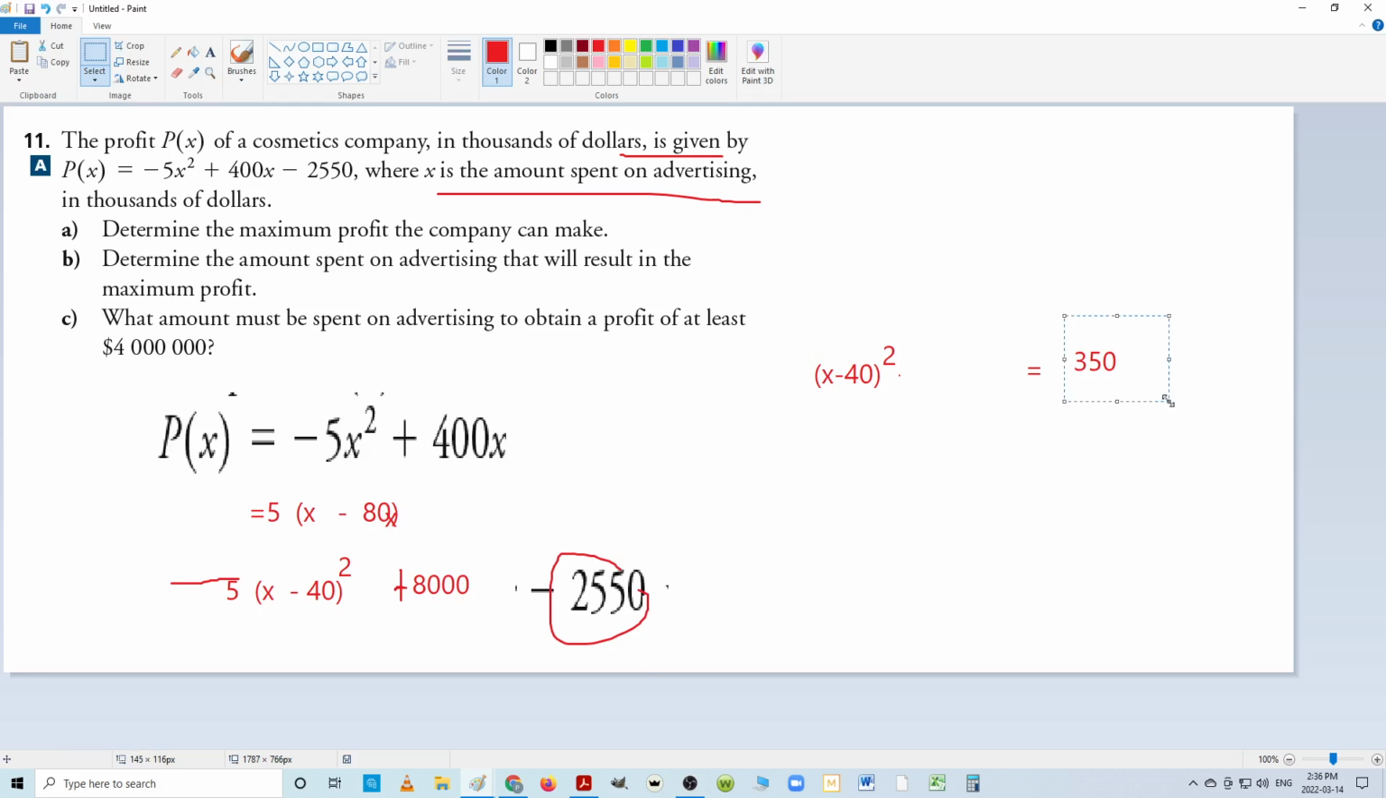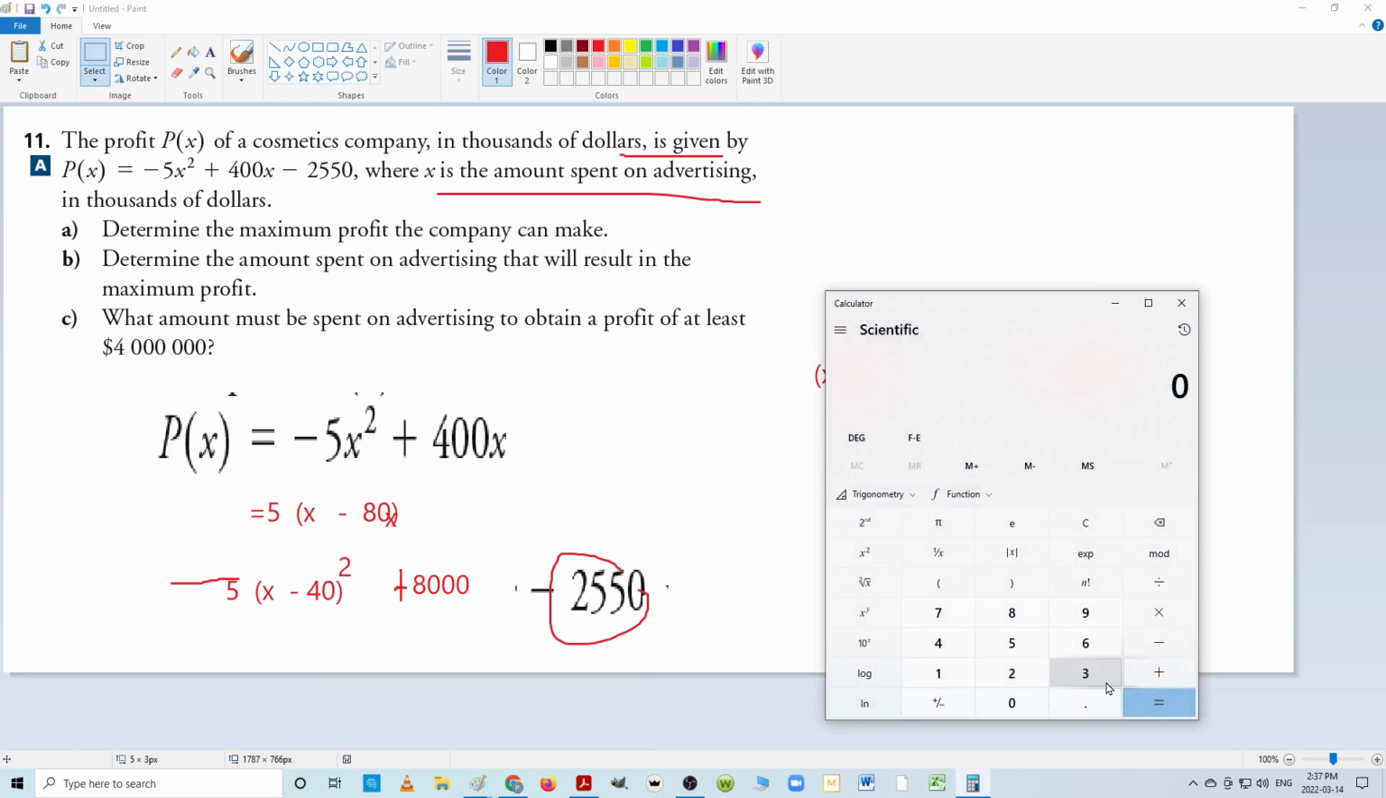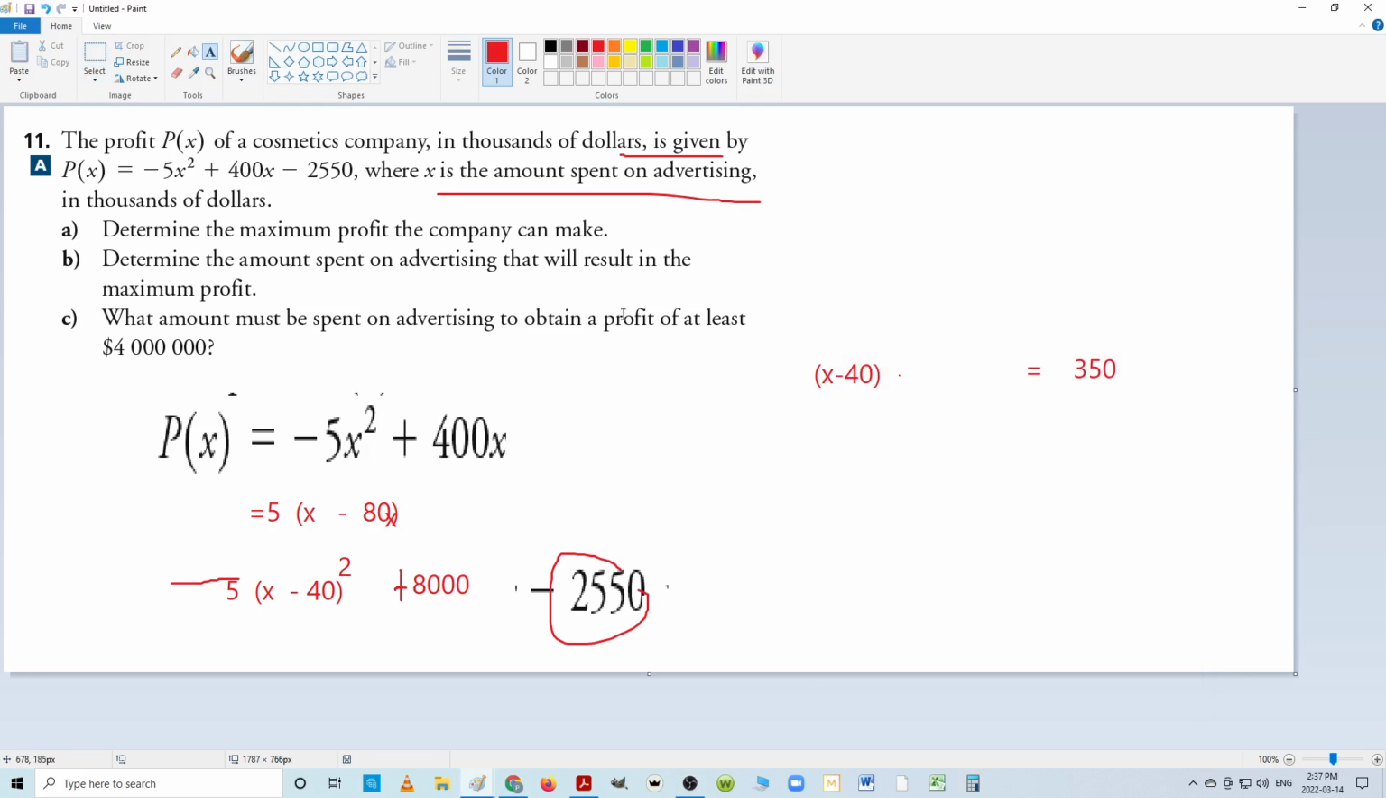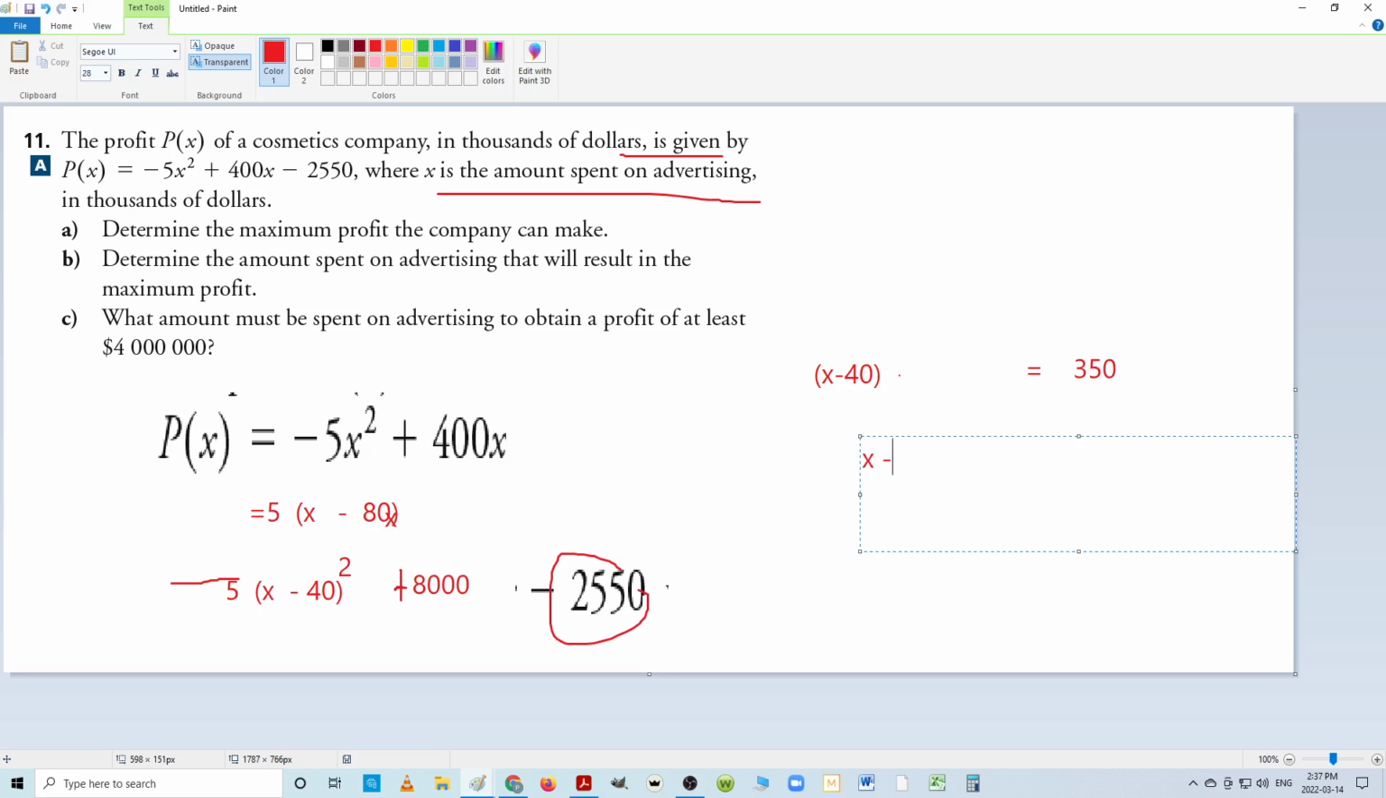Now I've got to take a square root of it to get rid of the square. There's going to be a negative value, but the negative value can be ignored because you can't spend negative dollars, but I have to take the square root of 350. And I get this long number, which we can see is not going to be that accurate. So I get x minus 40 is equal to this. And now, what's interesting is there's also another one, x minus 40 is equal to minus 18.708286. So we're going to keep that in mind.